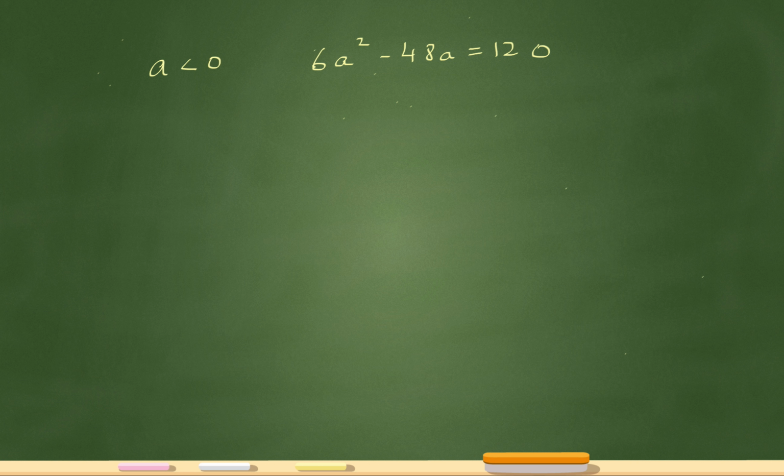A has to be less than 0, and it tells me 6a squared minus 48a equals 120, and it's asking me for the value of a. One of the things that I can do if you're completely stuck, and I'm not going to go over this completely, is use the answer choices.